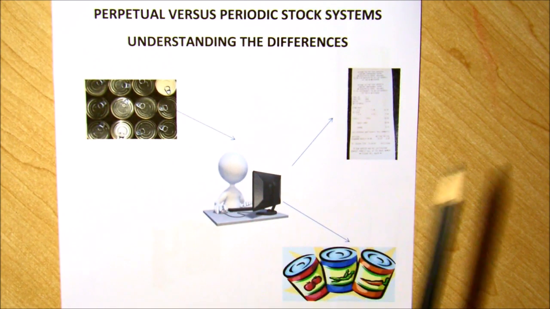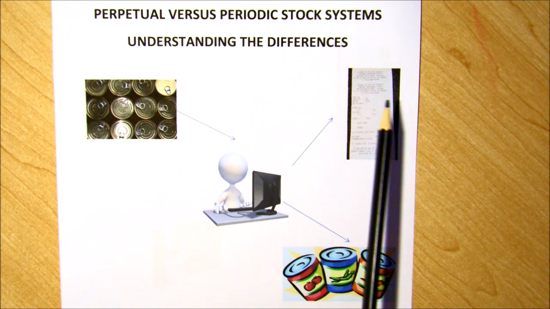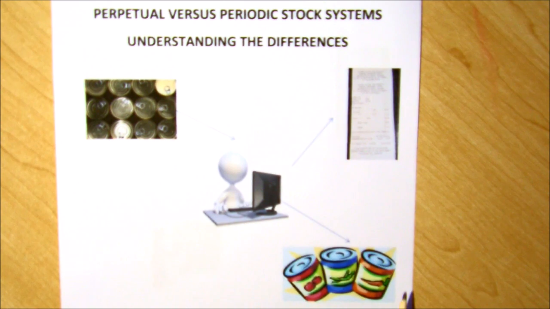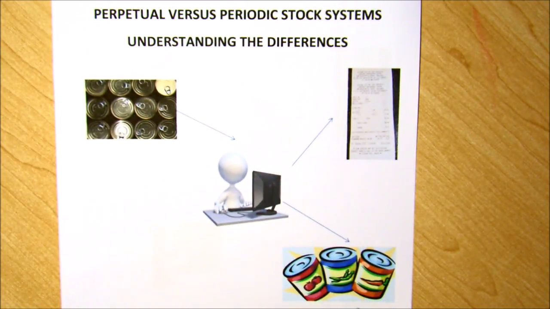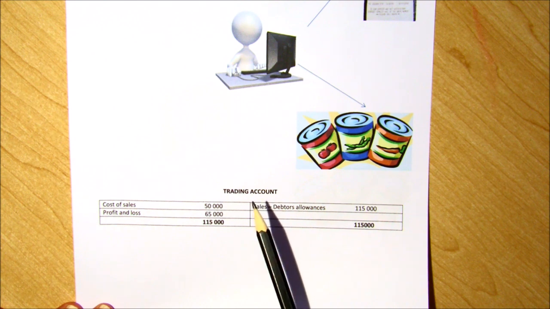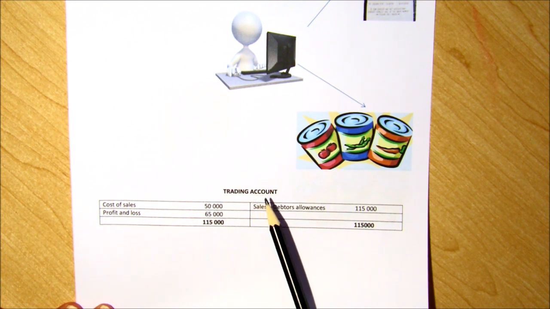The important thing is that as the sale takes place over here, the computer is scanning and you know exactly what the cost price of the goods you sold, so you know your cost of sales. If you were therefore to draw up a trading account, that is the account that we use to calculate our gross profit.